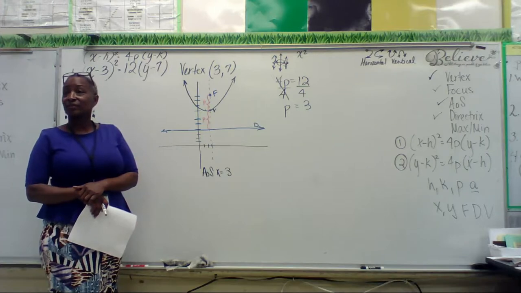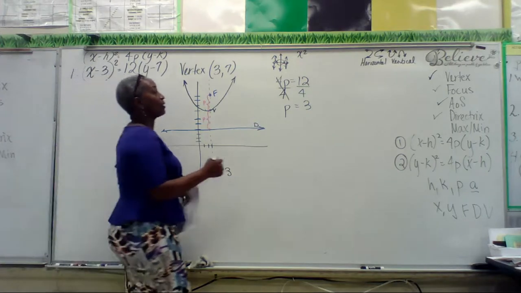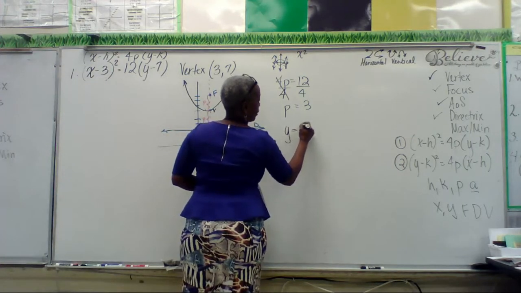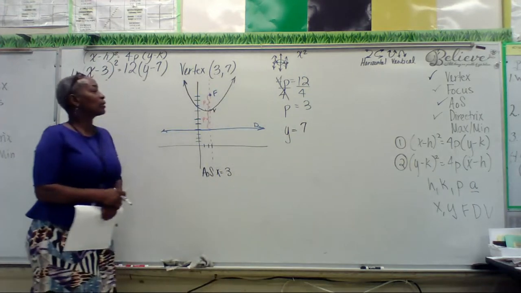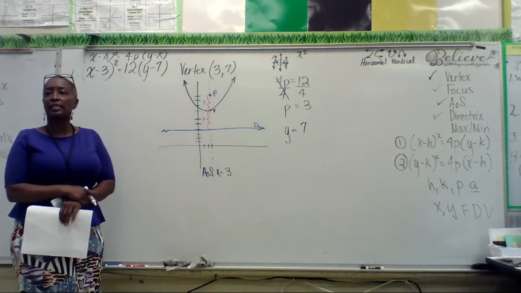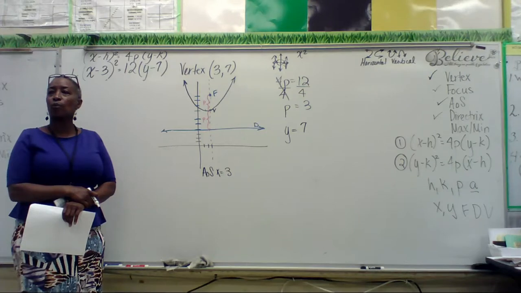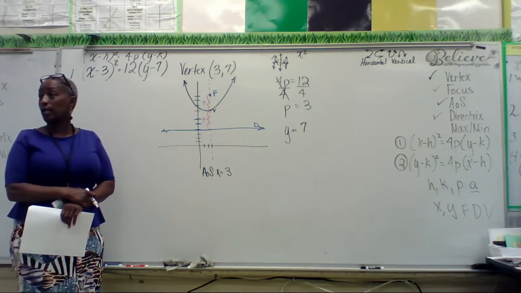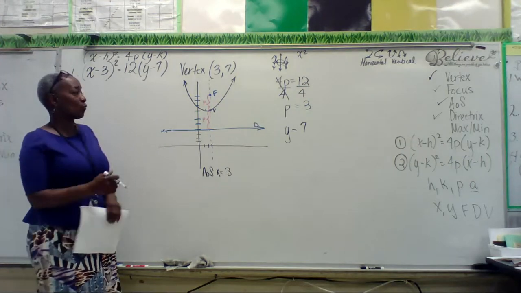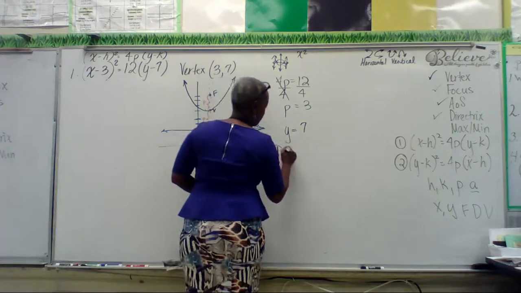It's 7. Okay? So the minimum value is y equals 7. Let's put it in the context of domain and range, because I will be asking you this on the Parabolas project, on the trifold that you're going to do over break. That big, huge project we talked about. Let's talk about domain and range. So in your notes, put domain.